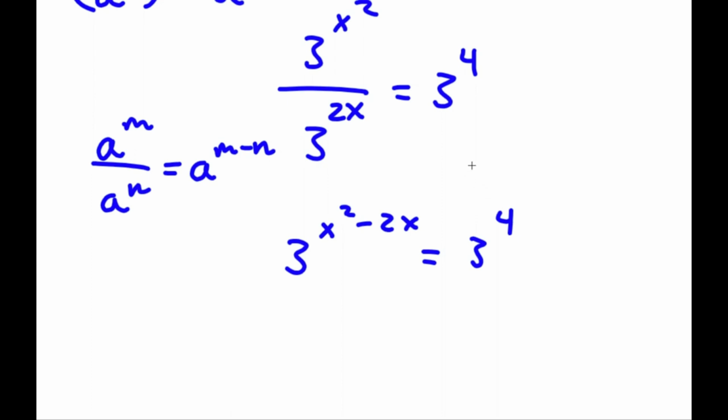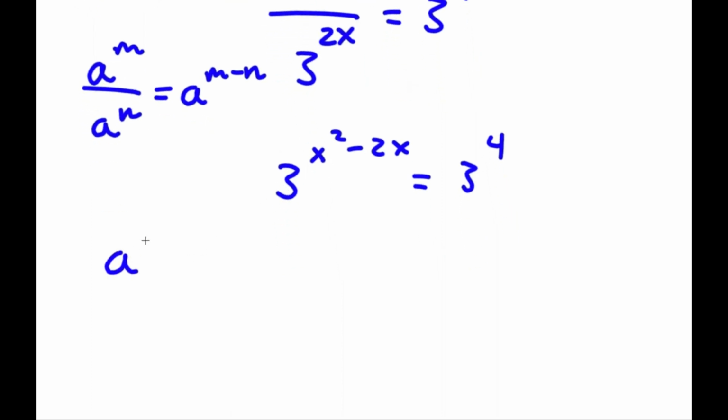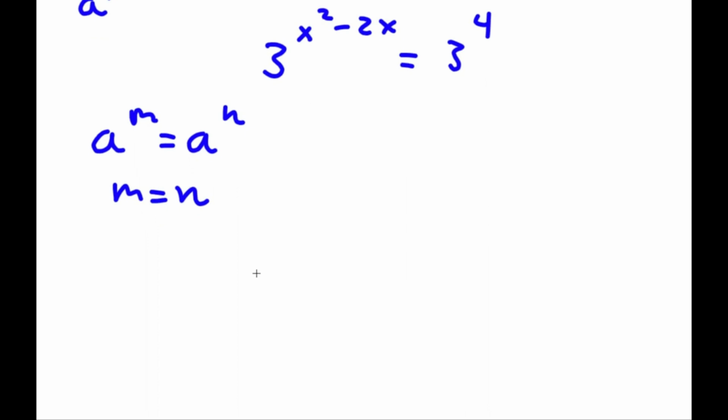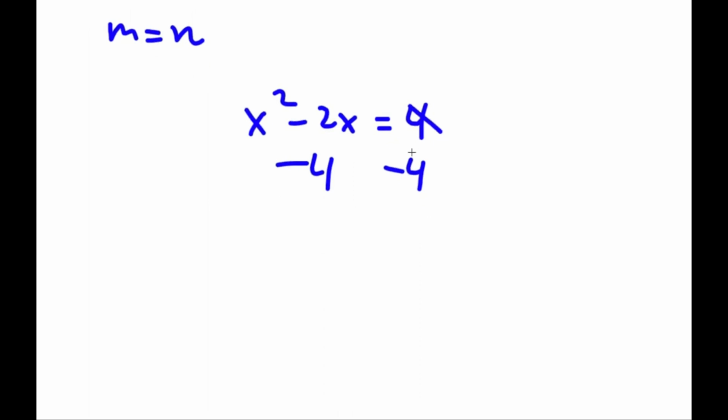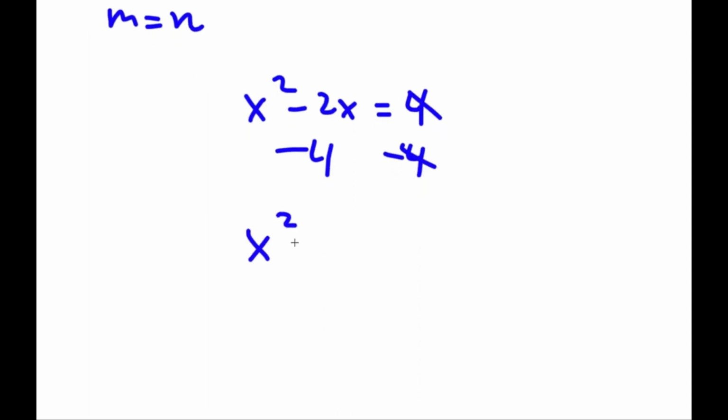So now, if I have something in the form a to the power of m is equal to a to the power of n, then this means that m is equal to n. So in this case, x squared minus 2x is equal to 4. So now we have an algebraic equation to solve. So the first thing I'm going to do is I'm going to subtract 4 on both sides. So then these two cancel out. Now I have x squared minus 2x minus 4 is equal to 0.